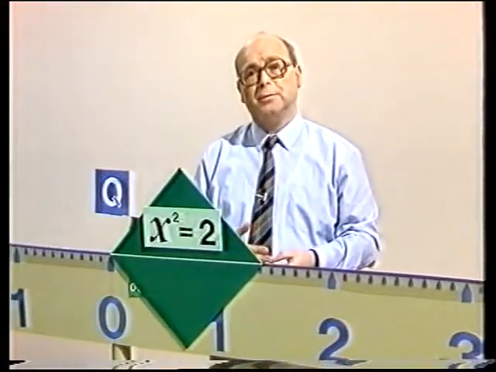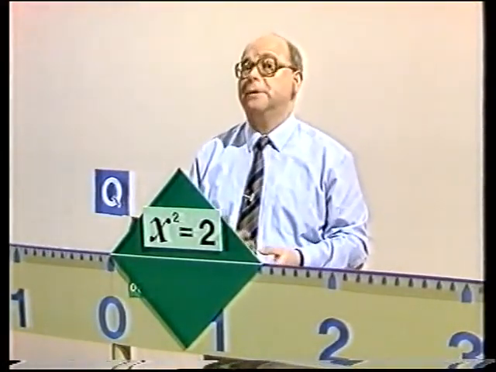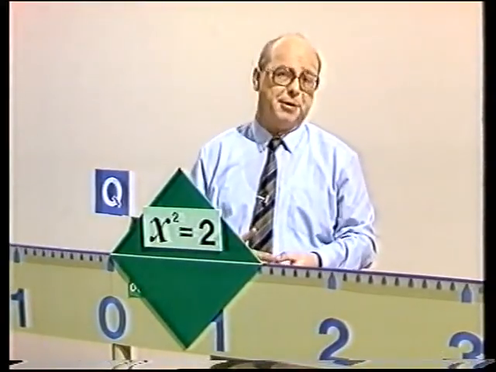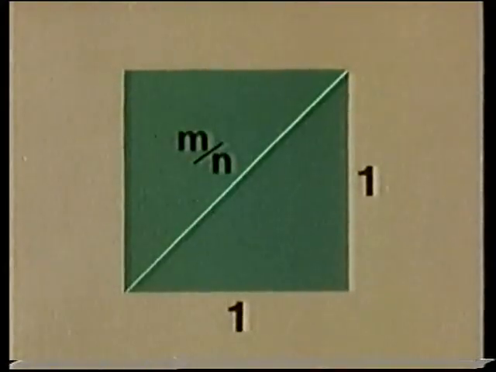There are several ways to prove this. There's an algebraic one in the unit, but here's a geometric one. It's a proof by contradiction. We start with a square of side 1. Let's assume that the diagonal can be written as a rational m over n.